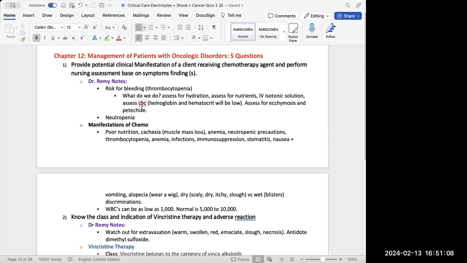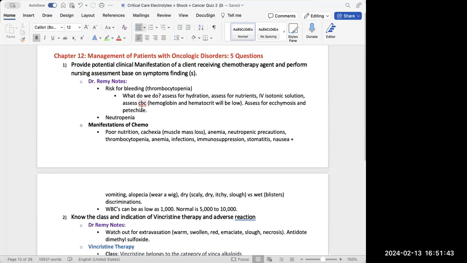If they have thrombocytopenia, we're looking for ecchymosis and petechiae, right? We're looking at their CBC. If they said they have bone marrow suppression, then we expect them to have lower values such as RBCs, WBCs, and platelets. They're going to have fatigue and poor nutrition, so we want to assess their nutritional status and attempt to give them fluids and the nutrients they need.